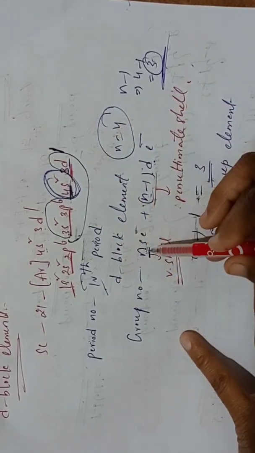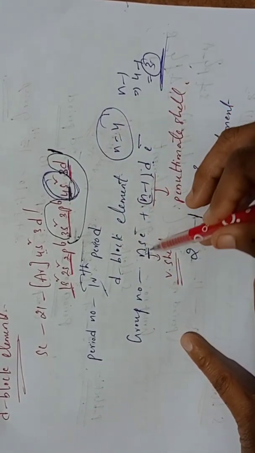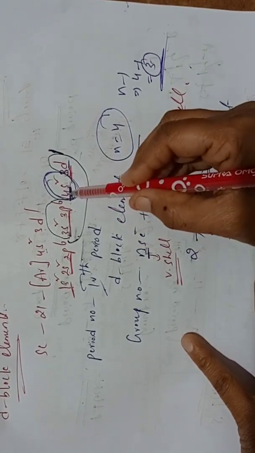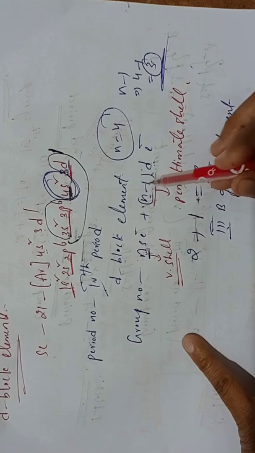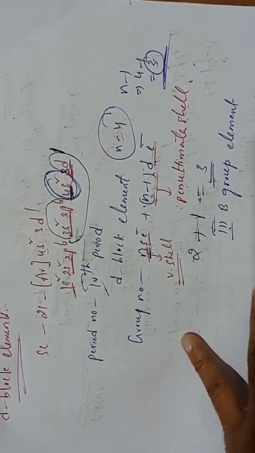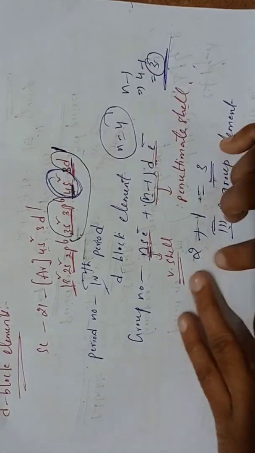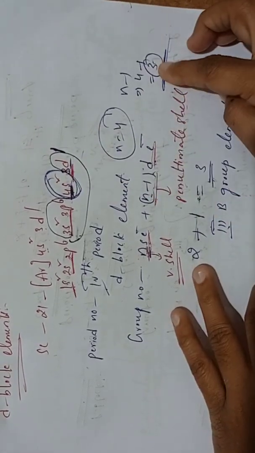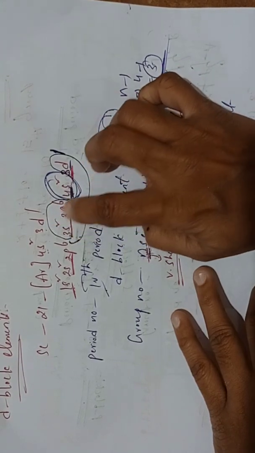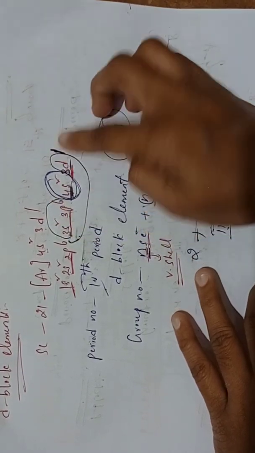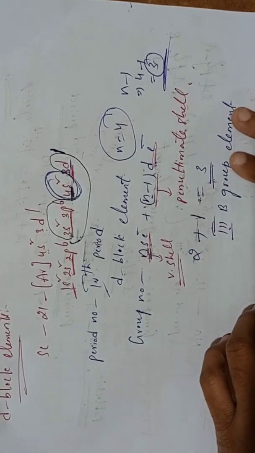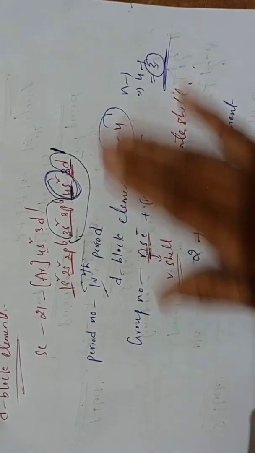And coming to the group number: ns electrons plus (n minus 1) d electrons. This is the valence shell, this is the penultimate shell. N is the fourth shell, and penultimate shell means the third shell. In the third shell, d electrons; in the valence shell, s electrons. In the fourth shell, s electrons 2. In the third shell, d electrons, how many? 3 s electrons 2, p electrons 6, d electrons 1. Only d we have to take: 1. That means it is a third B group element. Now it is a D block element.